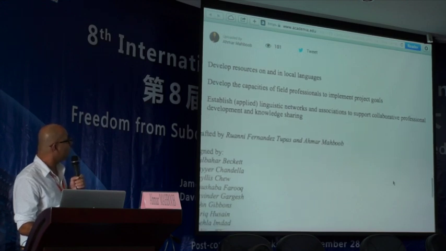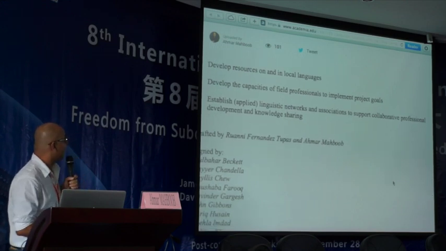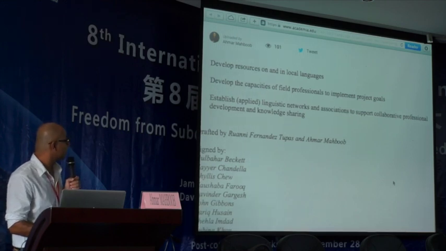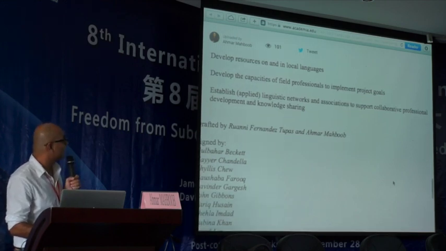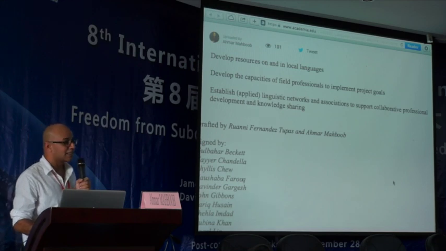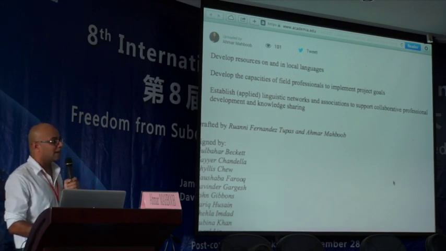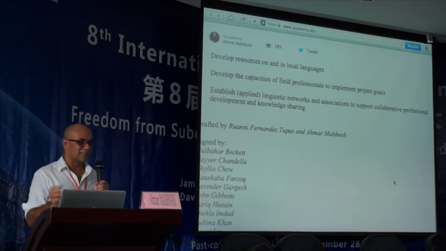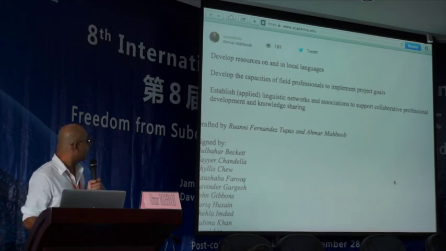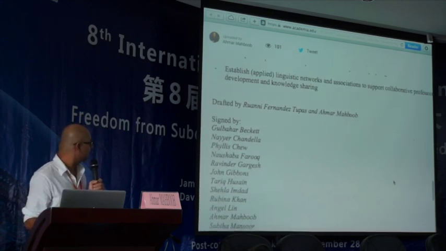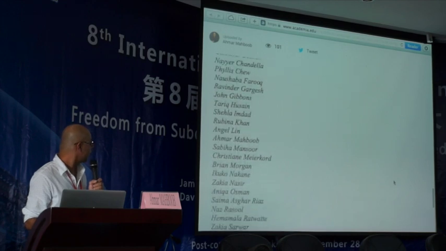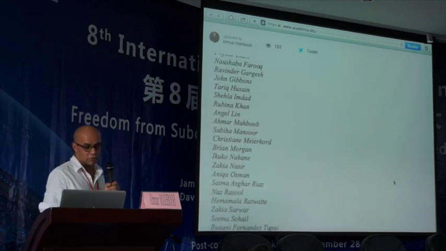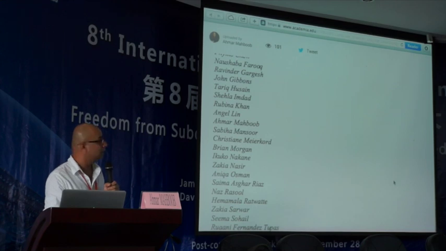Develop resources on and in local languages, and develop the capacities of local professionals to implement project goals. And establish linguistic networks and associations. This, again, does not always happen. I know China does have this, but in many other parts of the world, that is not something that we have. This text was, of course, developed by a number of different people, and it has also been endorsed by the TESOL International Research Forum and TESOL International as well.